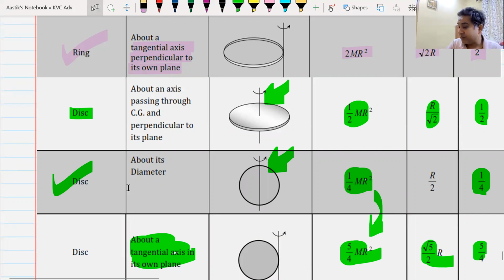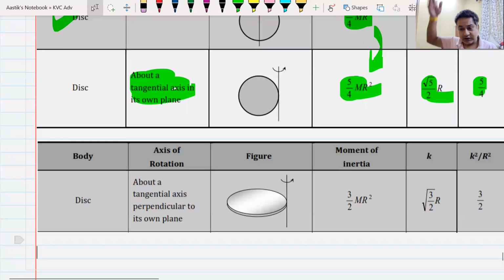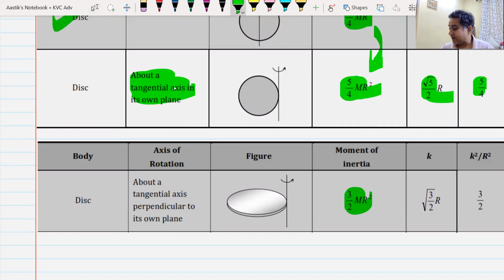Then we will have one more on disk. If you want, you can draw them. If you don't want, don't draw them. Just understand them. There's no need of drawing. If you understand, that is more than enough that I need. Then if you have a disk and you have a tangential axis perpendicular, it will be half mr square plus mr square. So you will end up with 3 by 2 mr square. Yes or no? Yes, sir.